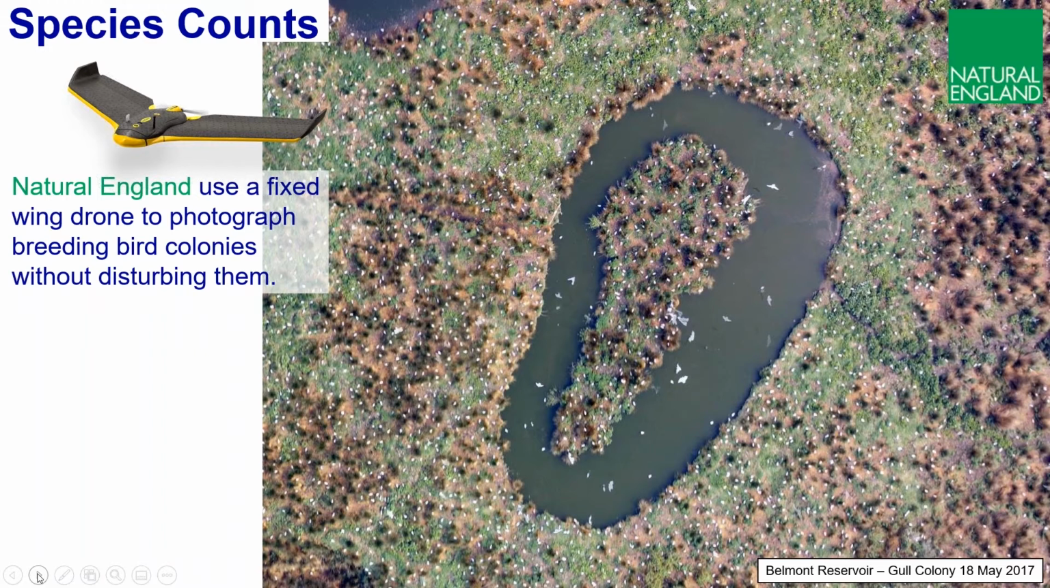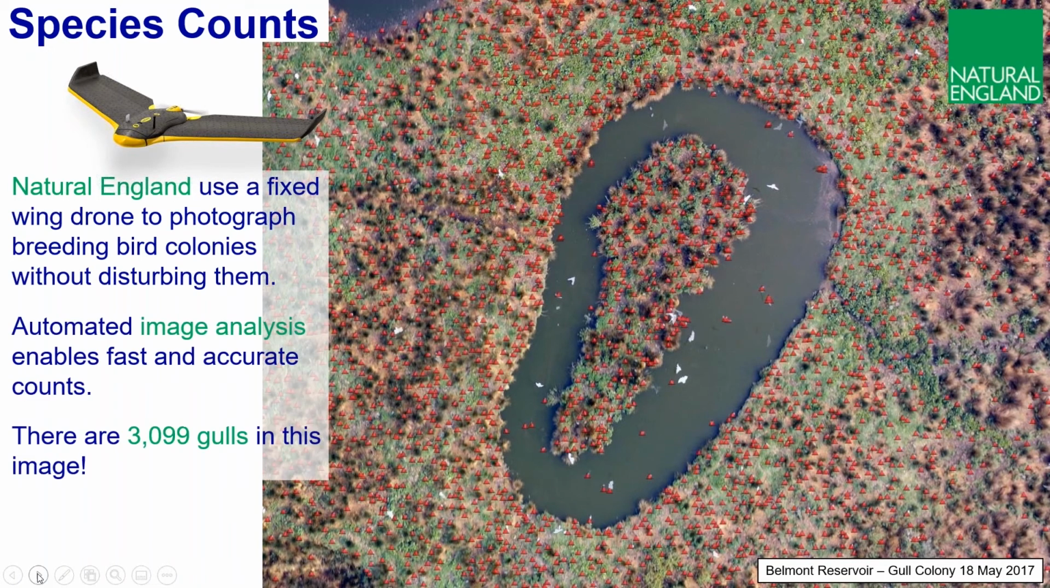So we've got things like black-headed gulls, lesser black-backed gulls, Mediterranean gulls at a variety of sites, and they've actually managed to photograph them without disturbing them, and then they can use automated image analysis to get fast and accurate counts. And in this imagery here, every single red dot is a gull, and there are actually 3,099 gulls in the image.